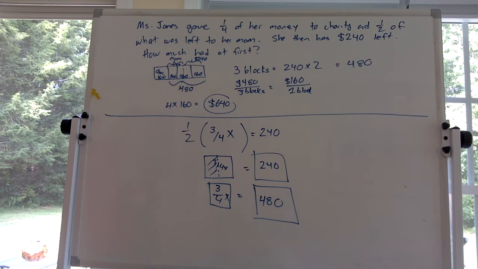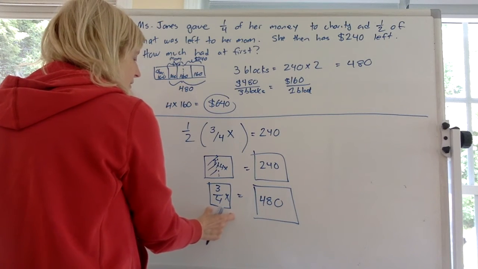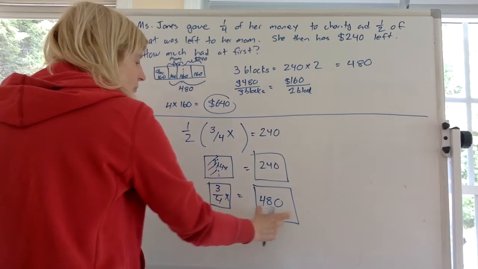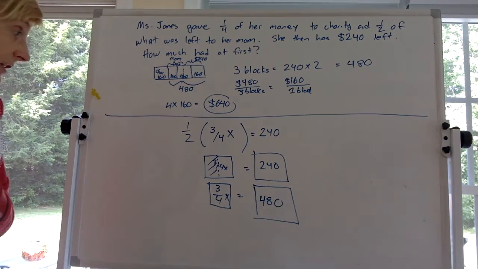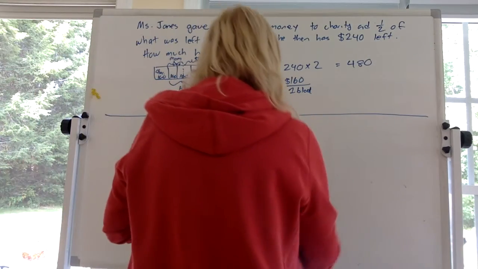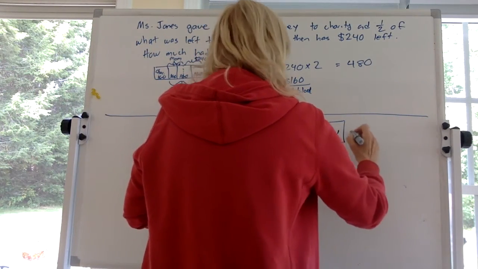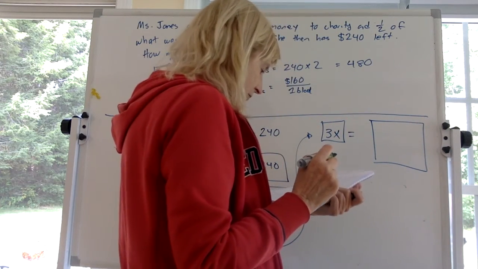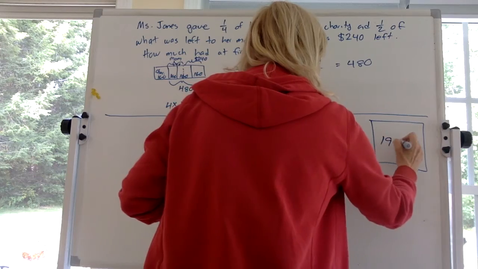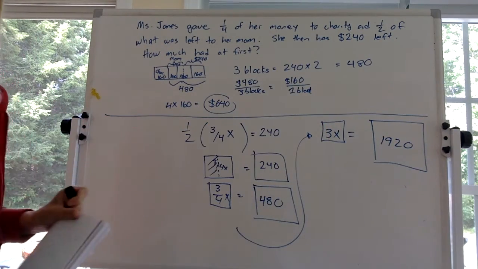Okay, 3/4. Now what if we did 4 of these over here? If we multiply this side by 4, we have to multiply that side by 4 also, right? So if I multiply that side by 4, you're just going to get a 3x over there. And then what's 480 times 4? I think it's 1920. So now we have 3 x's on that side and a whopping 1920 on the other side.